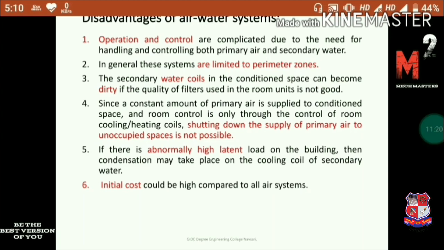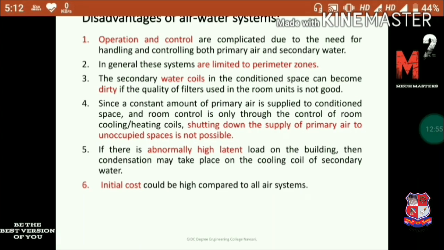The third one is that the secondary water coil can become dirty if the quality of the filter used in the room unit is not good. If we do not use a good quality filter, then dirt enters the room unit and gets stuck onto the water pipe, so it increases resistance.